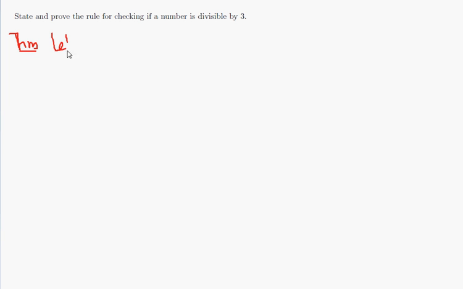So let's write n in our usual base 10 representation. a sub i minus 1 times 10 to the i minus 1, plus, and so on, plus a sub 1 times 10 to the first, plus a sub 0 times 10 to the 0.